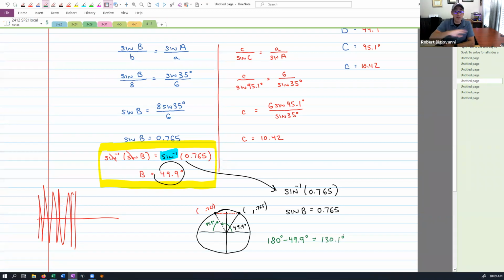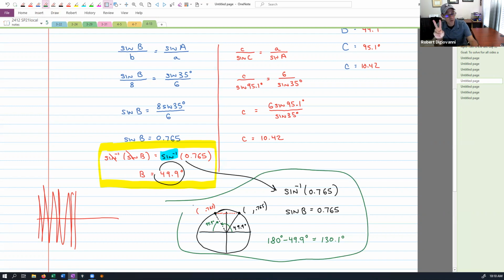So in the previous problem, we didn't do this because I didn't want to freak you out on the first problem. But now we need to actually go back and look at the previous problem, because anytime we do inverse sine, we are going to have to consider, is it possible that we have 2 angles that would satisfy this, 49.9 and 130.1? We're going to have to look at both.